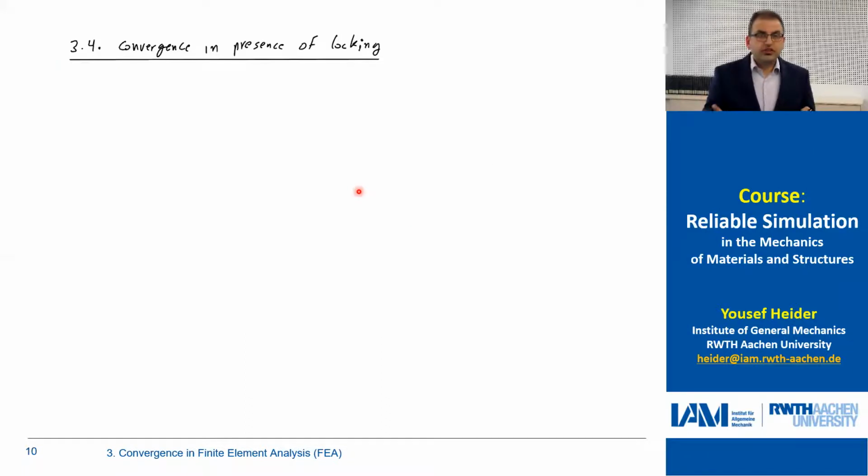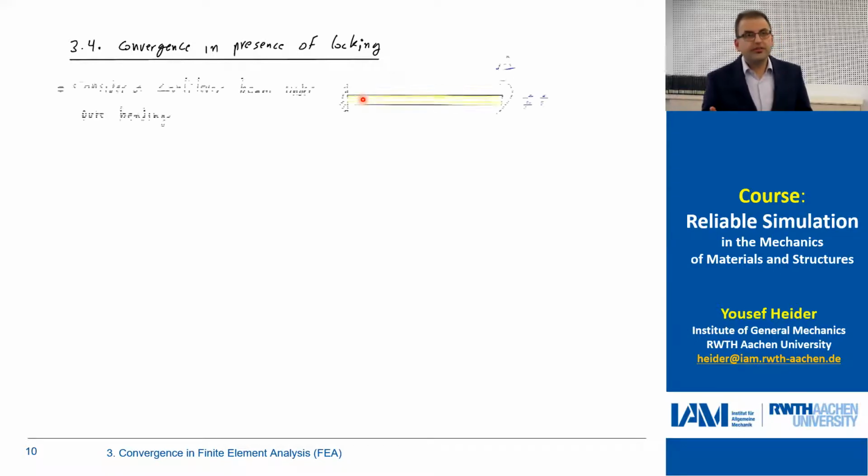The second problem which I want to talk about is the convergence in the presence of locking, which is a different type of problem. Locking is the opposite of singularity in the sense that the results which you will get here are less than the real one. So let's also give an example. Consider a cantilever beam, which is a beam fixed from this side, clamped, and we have pure bending. So we put a moment here and consider this beam to be slim. So we have a thickness of T.